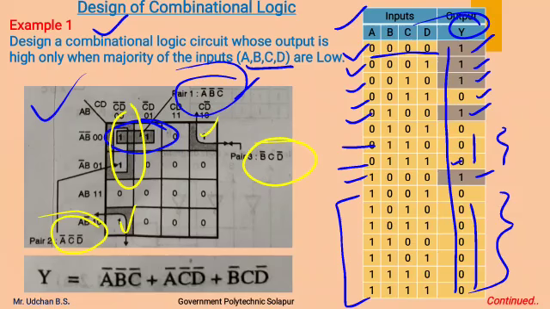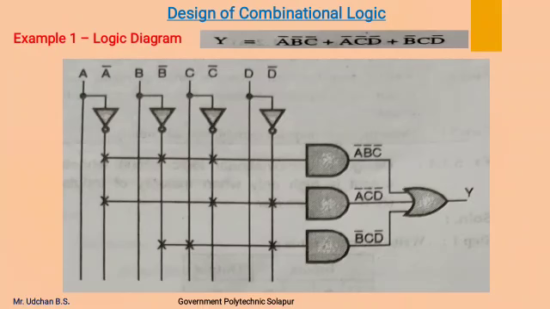So combining all these three terms, we can get the output expression as Y is equal to A bar, B bar, C bar plus A bar, C bar, D bar plus B bar, C, D bar. From this output equation, we can draw a combinational circuit or logic diagram.